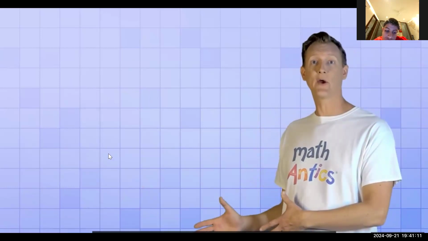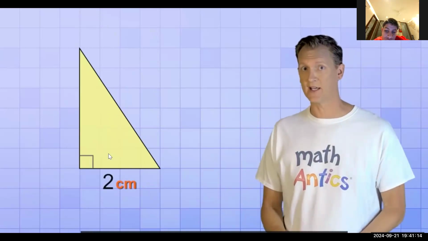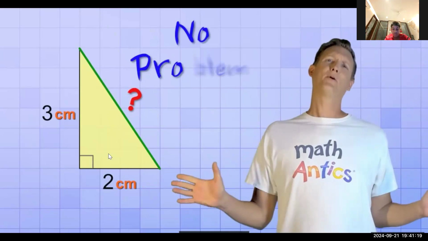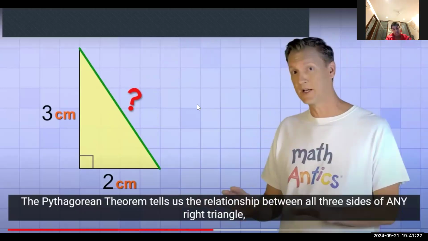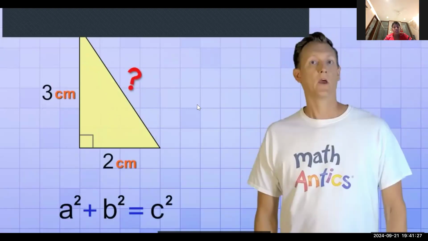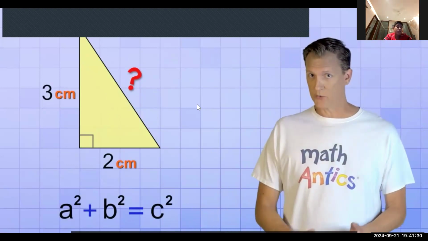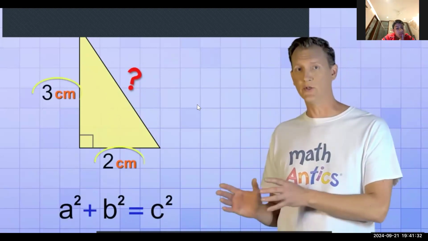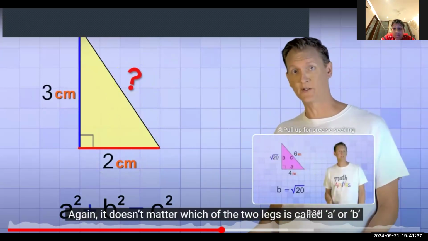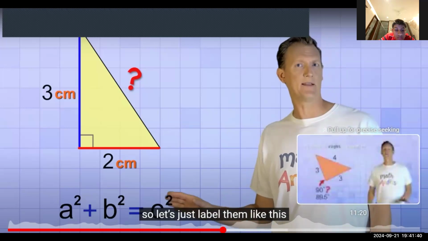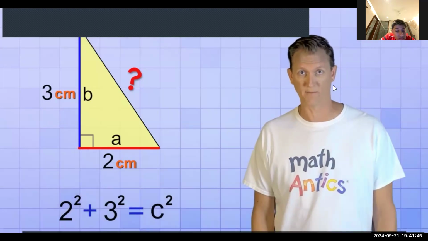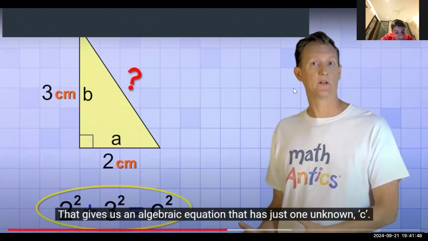For example, imagine that you have a right triangle that's 2 centimeters long on this side and 3 centimeters long on this side, but we don't know how long the hypotenuse is. No problemo. The Pythagorean theorem tells us the relationship between all 3 sides of any right triangle, so we can figure it out. We know that a squared plus b squared equals c squared, so let's plug in what we do know into that equation and then solve it for what we don't know. Again, it doesn't matter which of the 2 legs is called a or b, so let's just label them like this and then substitute 2 for a and 3 for b in the Pythagorean theorem equation. That gives us an algebraic equation that has just one.